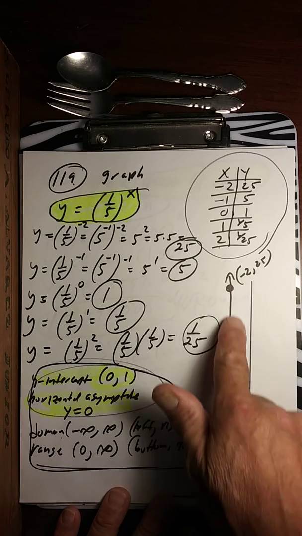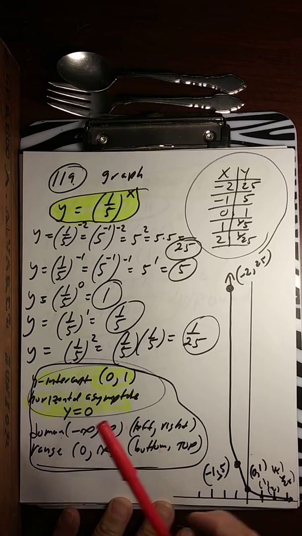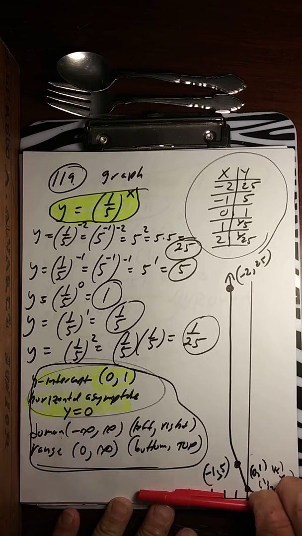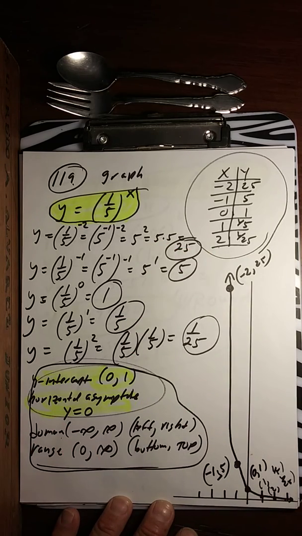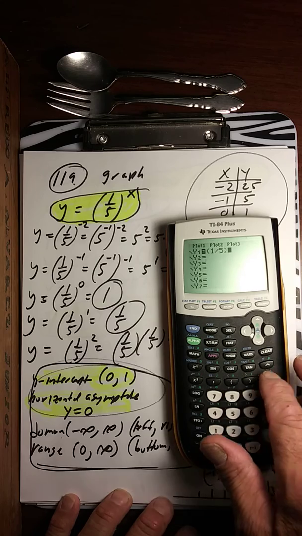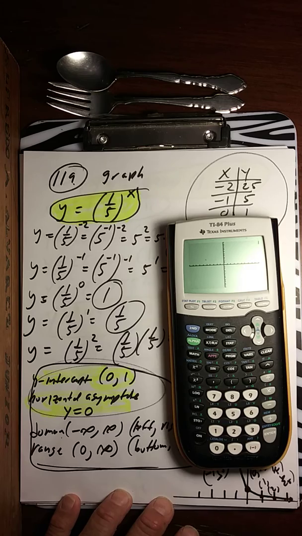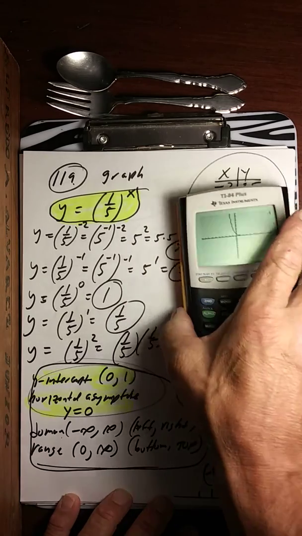So at negative 2 it's 25. At negative 1 it's up 5. At 0 it's up 1. And then the other numbers right here. So it goes this way. Now the y-intercept is 0, 1. Horizontal asymptote, y equals 0. Domain, negative infinity to infinity. Range is bigger than 0. Can you put it in a calculator? Of course we can. Let's do it. So 1 divided by 5 to the power of x, and hit graph. There it goes. Okay, like this.